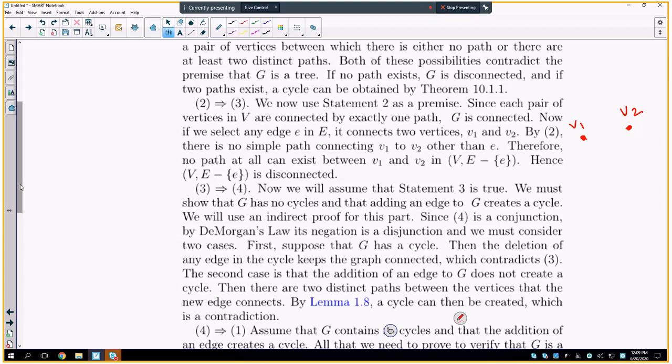Well, now let's assume number 3 is true. Forget about the first 2 conditions. So what do we know now? We know that G is a connected graph, and not only that, taking away a single edge, doesn't matter which edge, from this graph is going to make the graph disconnected. Using that premise, we're going to prove our property number 4.